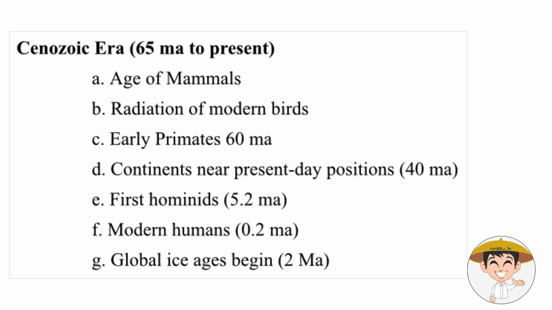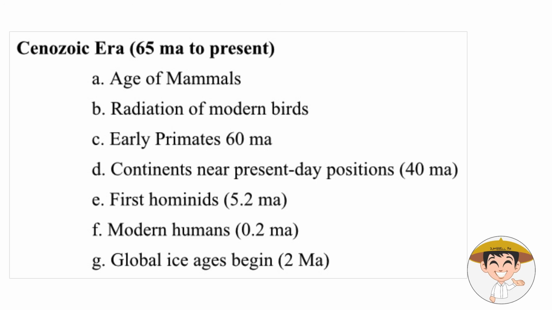And lastly, we have the Cenozoic era. It is the age of mammals. It is from 65 million years or mega-annum to present. There is radiation of modern birds. We have the early primates at 60 mega-annum. Then continents near present-day positions at 40 mega-annum, with the formation of the 7 continents. Then we have the first hominids before humans. Then modern humans exist. Then the global ice ages begin at 2 mega-annum.